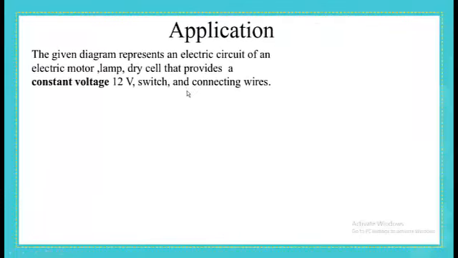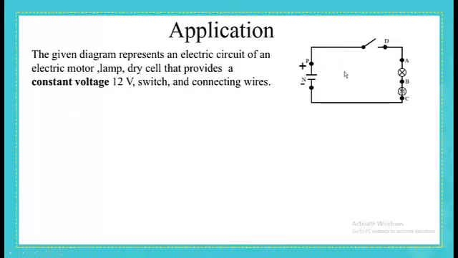First, you have to read the given and observe the adjacent document. Pause the video and take your time. So, we have an electric circuit with a dry cell that delivers a constant voltage of 12 volts. We have a switch, connecting wires, and two appliances, a lamp, and a motor. Starting with the first situation, switch K is opened.